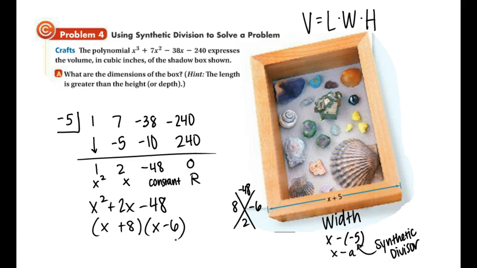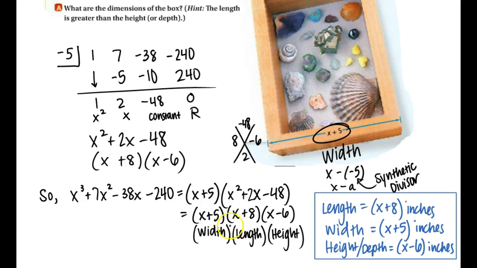So that means the original polynomial can be written in this form: the quantity x plus 5 times the quantity x plus 8 times the quantity x minus 6. Because it told me that the length is greater than the height, I know that the length has to be x plus 8 because that is bigger than x minus 6. And we were told from the beginning that the width is x plus 5. So our length is x plus 8 inches, our width is x plus 5 inches, and our height slash depth is x minus 6 inches. So those are the dimensions of the box.